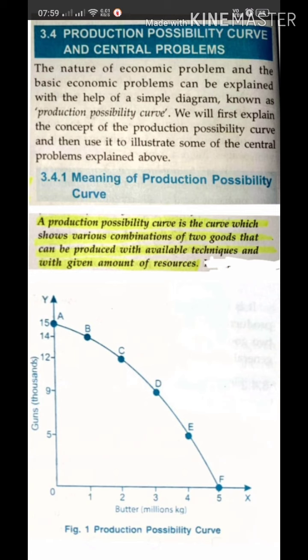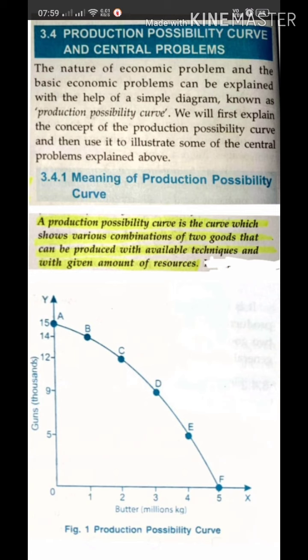Again, I'll repeat: a production possibility curve is the curve which shows various combinations. Various combinations means, suppose I have some wood. I want to make furniture, I want to make a door, and I also want to make paper with that wood. I have a limited amount of wood, like 5 kgs or 10 kgs available with me. With that resource only I have to manage these things.